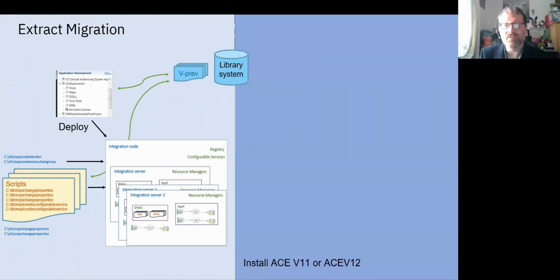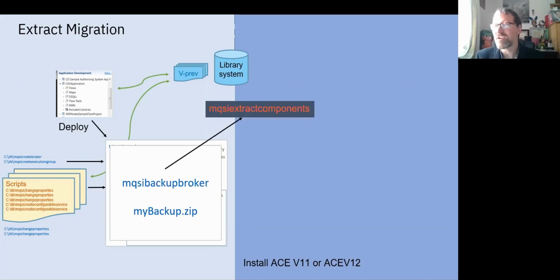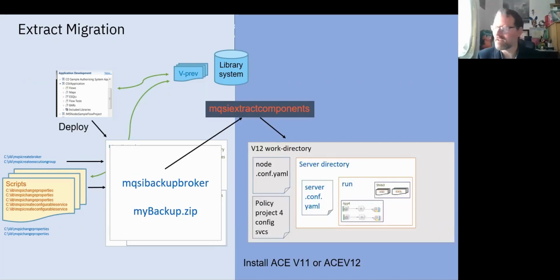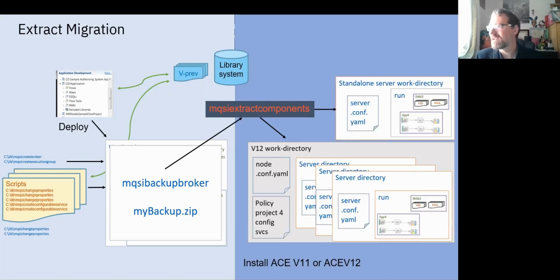The first thing you would do is install ACE version 11 or 12. You would then back up your broker using MQSI backup broker, and this creates a zip file for you. Then you would extract those components, which effectively gives you your work directory, your run directory. That will give you things like your node config, your policies, your server conf, and all of your applications, libraries, that sort of thing, all there.